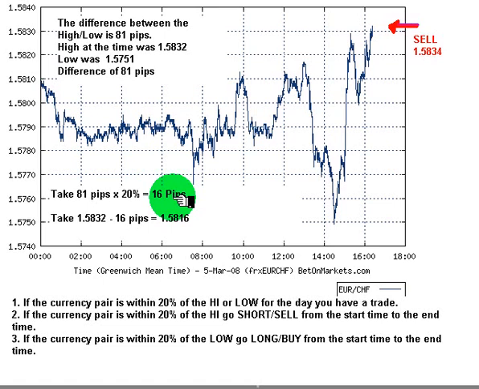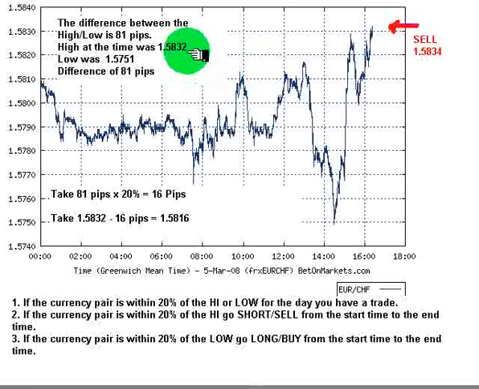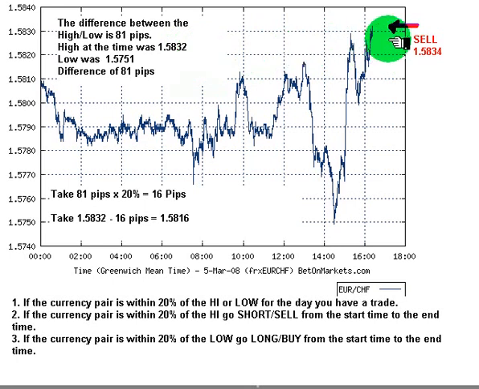So the Euro Swiss franc in this example has to be within 16 pips of its high in order to get a short trade or a sell trade. And as you can see, this is actually our fill price. Our fill price was at 1.5834. So from the time we looked at the chart to actually placing our trade, the market went up a little bit more even. So it was well within the 16 pips.